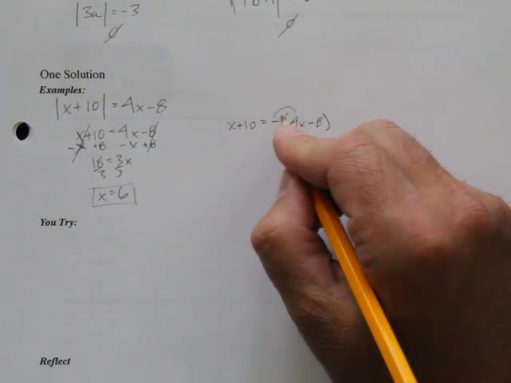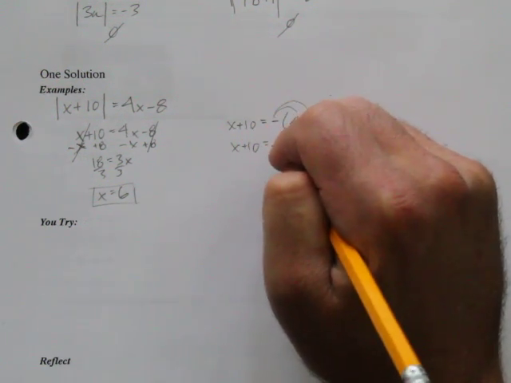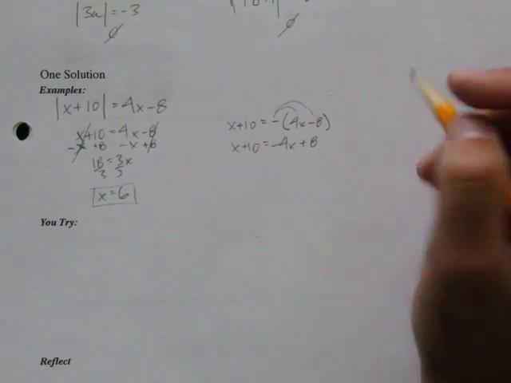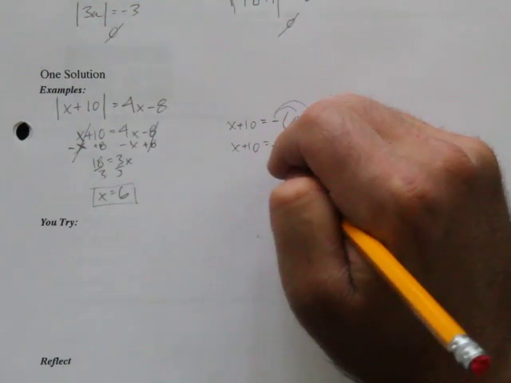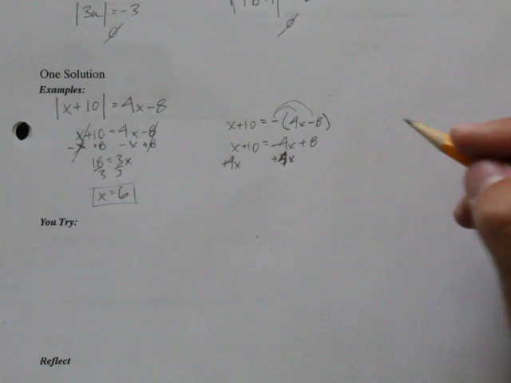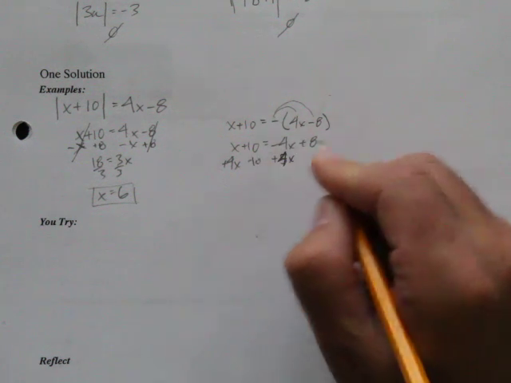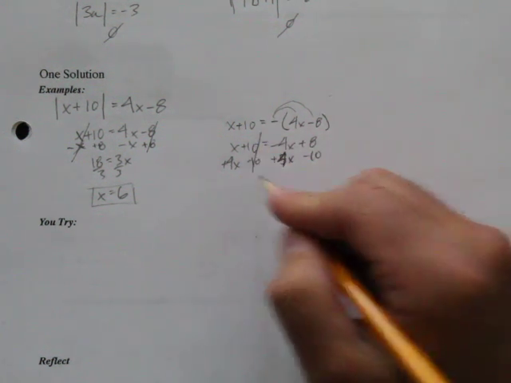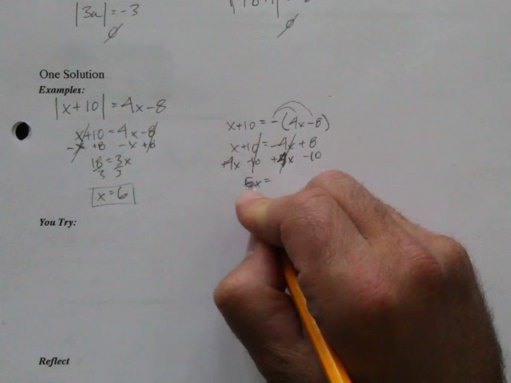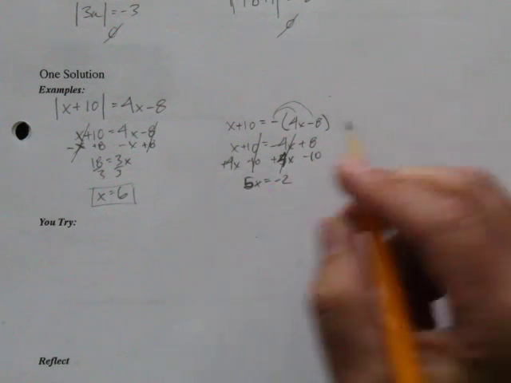Now this negative here has got to get distributed to both of these terms. So x plus 10 equals negative 4x plus 8. Negative 1 times negative 8 is going to get me a positive 8. Now this time I'm going to add 4x to both sides. Oops. Add 4x. You can subtract x if you want. I just don't want to deal with that negative, so I'm just going to add it over here. I'm going to subtract 10 from each side. And so my 10's go away, my 4x's go away. Now I've got x plus 4x, which is going to get me 5x. And 8 minus 10 is negative 2. Divide by 5.